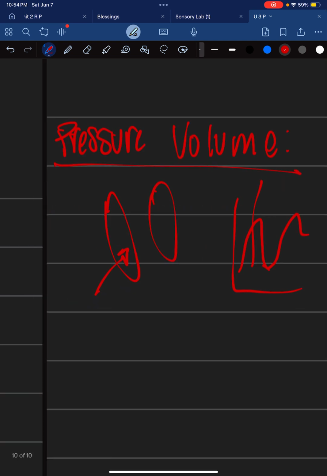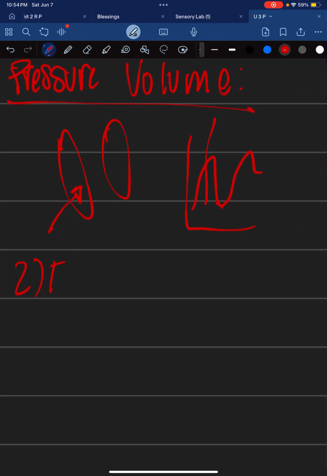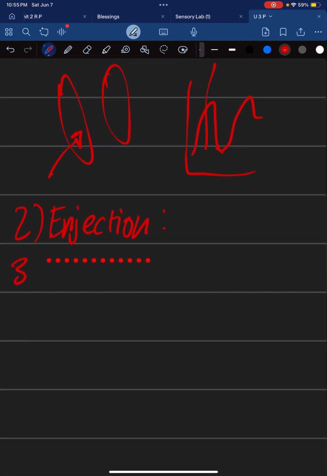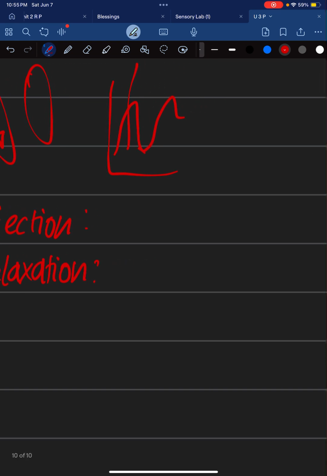Next is ejection. And this is when the pressure is high enough to open the aortic valve and blood leaves the ventricle, so the volume drops. And then there's relaxation. And that's when the ventricle relaxes, pressure drops, but volume stays the same until the cycle starts again.